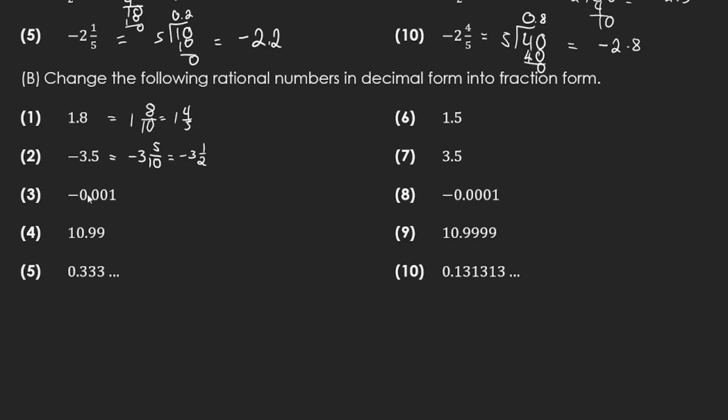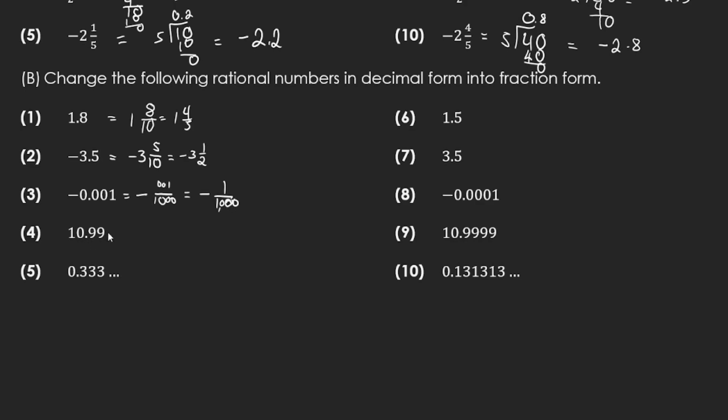We have here, number 3, negative 0.001. So we're just going to get the negative sign. And we're going to count how many digits this is. 1, 2, 3. And that's how many zeros we're going to put. 1, 2, 3. So this is just 1,000. And we're going to get the lowest term. This is basically negative 1 over 1,000.